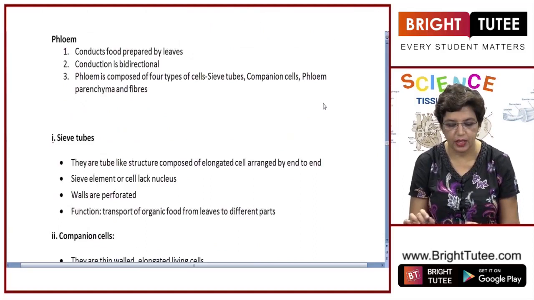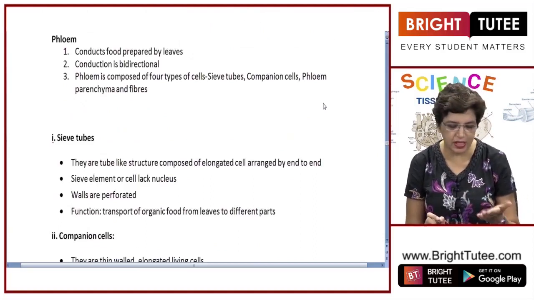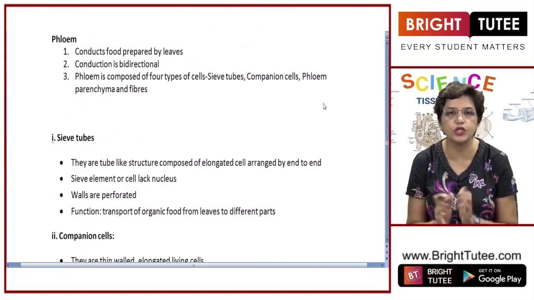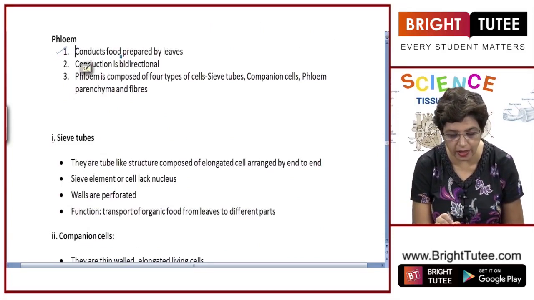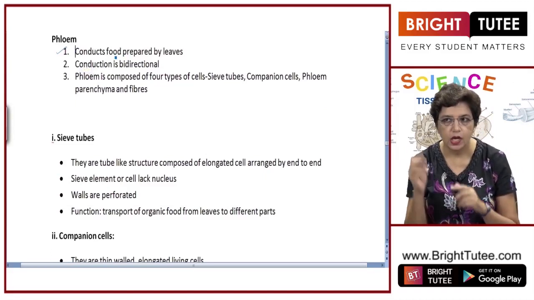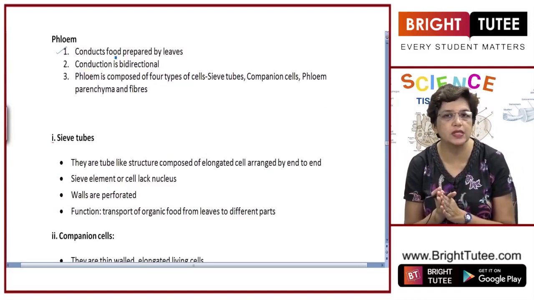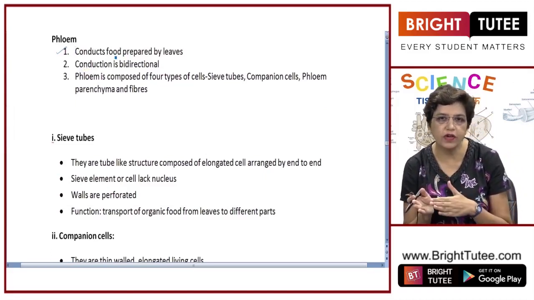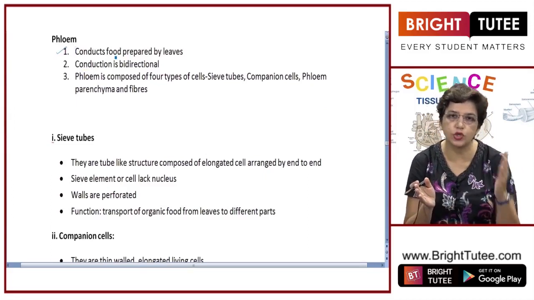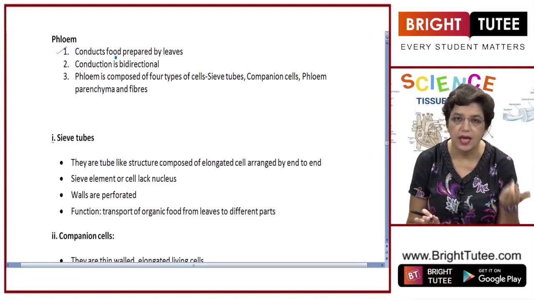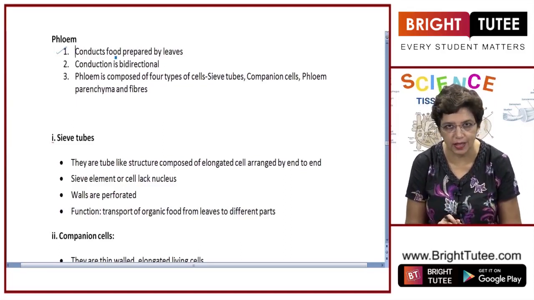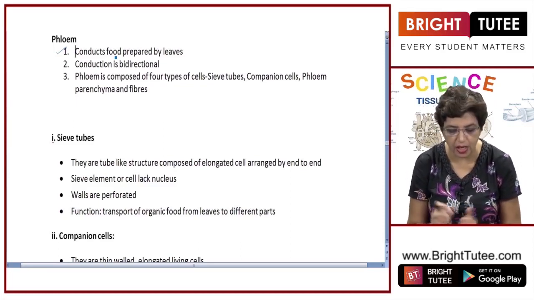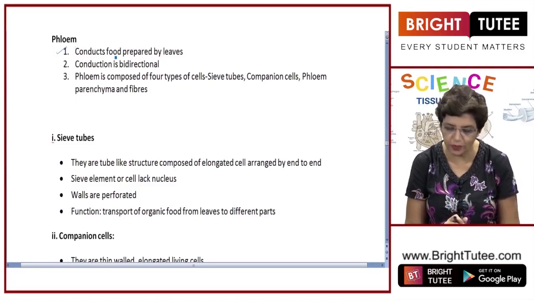Next is the phloem. With these characteristics, you should be able to differentiate between xylem and phloem. The phloem helps in conduction of food prepared by the leaves. As you know, photosynthesis takes place in leaves. So whatever food is prepared in the leaves has to be transported to storage organs, and from the storage organ, it has to be transported to the growing parts of the plant, because they need nutrients. So this conduction takes place through phloem.